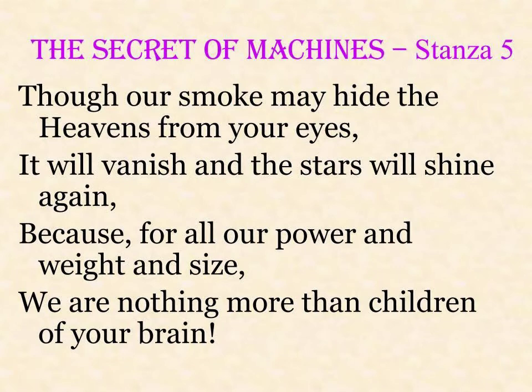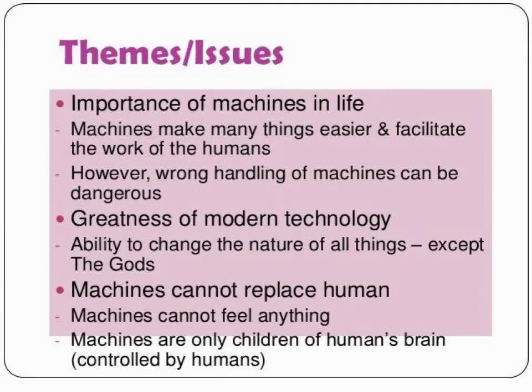We are only making the machine. We are only putting the rules and regulations. So it is requesting that we are only the brain children of you. Though we do a lot of work, we perform a lot of things, we are big in size, we have big power, and we have a lot of work to do, but we are nothing but the brain of the human. Like that the machine is saying. So let me read this again. Though our smoke may hide the heavens from your eyes, it will vanish and the stars will shine again. Because for all our power and weight and size, we are nothing more than children of your brain.